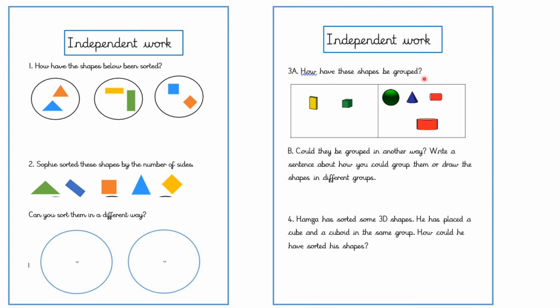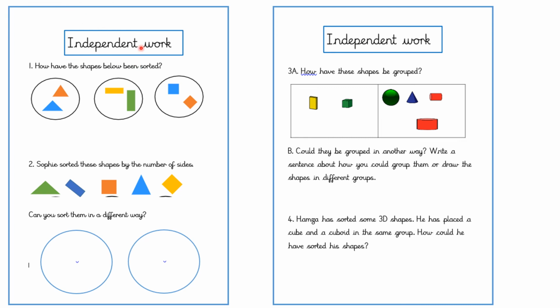Question 3a, how have these shapes been grouped? So this time you've got 2 groups of 3D shapes and you need to write down how they've been grouped. And then 3b asks you, could they be grouped in another way? Write a sentence about how you could group them or draw the shapes in different groups. Question 4, Hamza has sorted some 3D shapes. He has placed a cube and a cuboid in the same group. How could he have sorted his shapes? So for that one, you need to think about, what does a cube and a cuboid have in common? Do they have any of the same properties?